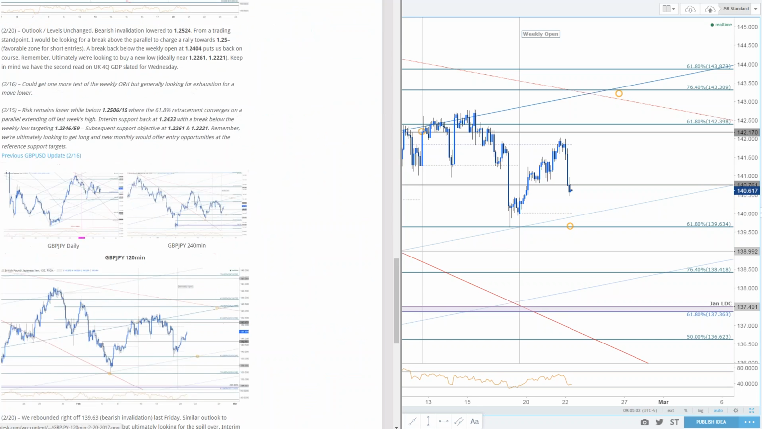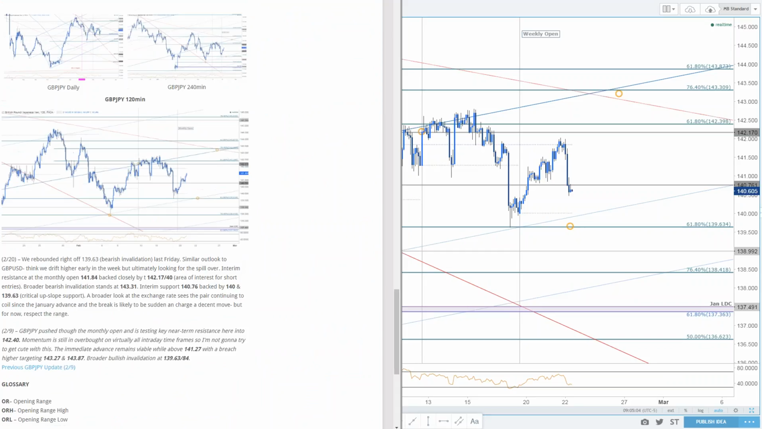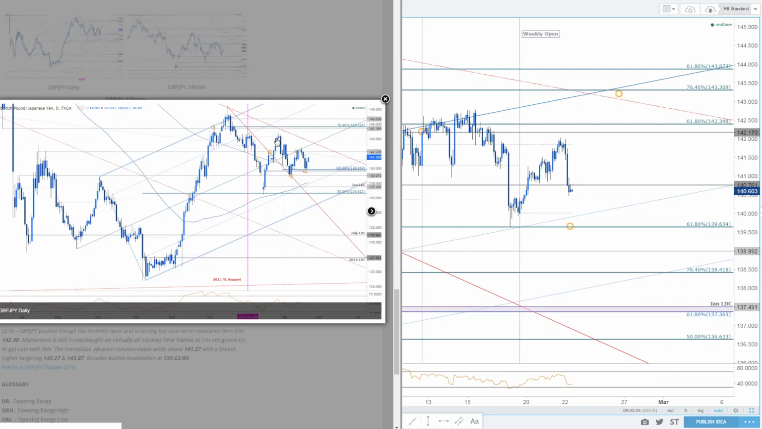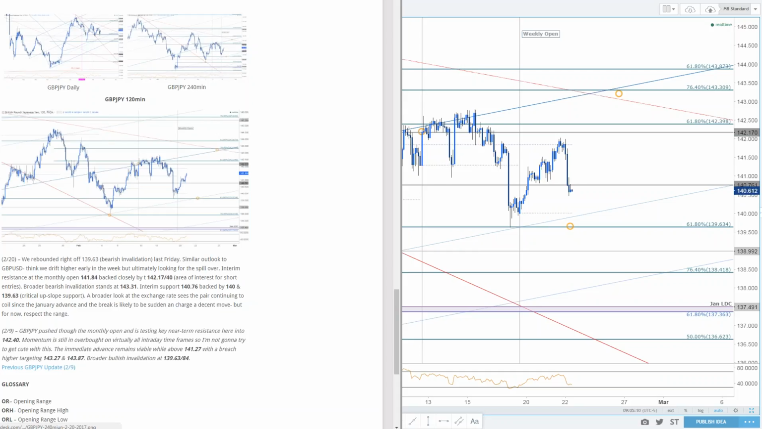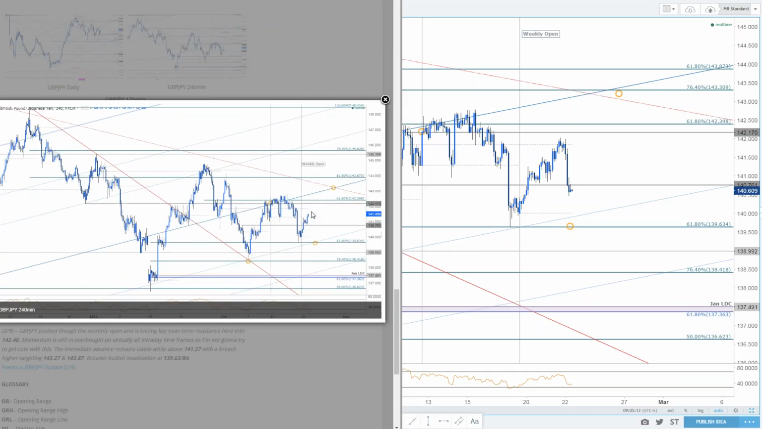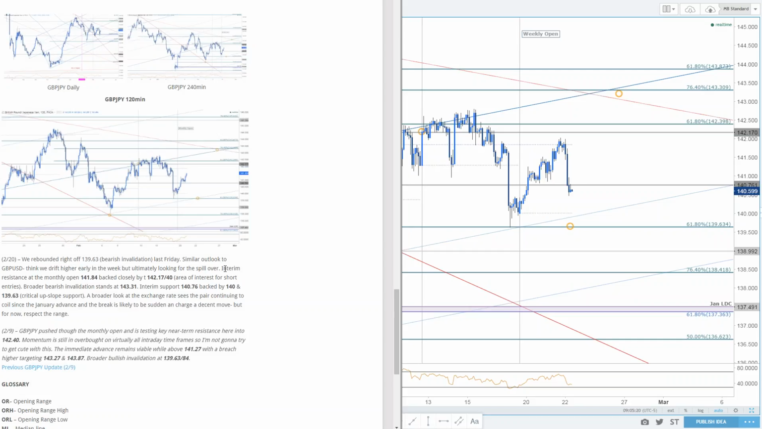Here's pound yen. You had a nice little consolidation. We came off of a big support. So on Sunday, we said, look, man, to start off the week, I want to see this rally start to fail near the monthly open, drift higher, and then a turnover. That's exactly what we said. Basically, that's exactly what we got.